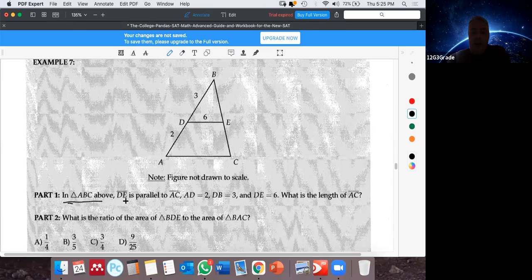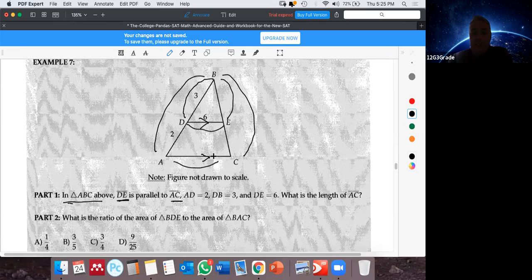Triangle ABC above, DE is parallel to AC. Excellent. This is parallel to AC. So when I see parallelism, I don't need to wait. This over this equals this over this equals this over this. So what is the question? AD is given 2, DB is given 3, DE is given 6. Question, what is AC? It's finished.